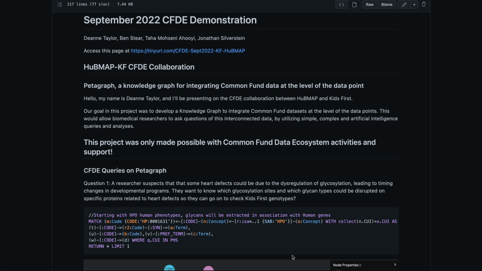This knowledge graph currently contains over 50 million data points and about 150 million relationships between those data points. This allows researchers to ask complex questions that they may otherwise take months to put together and realize.